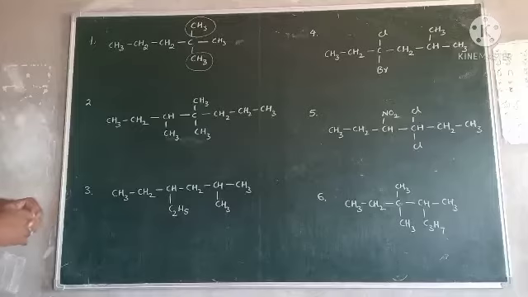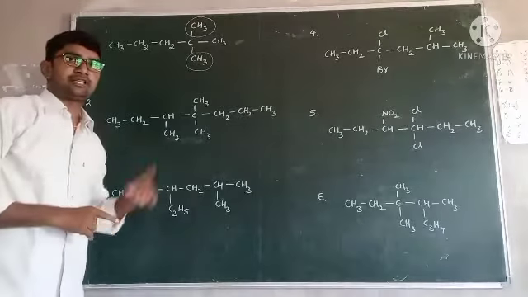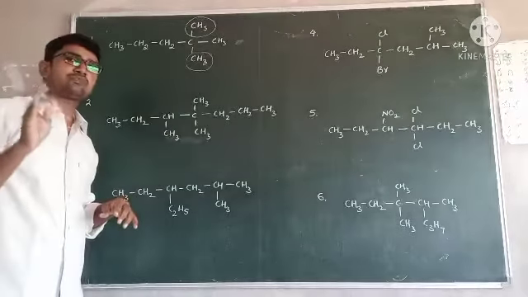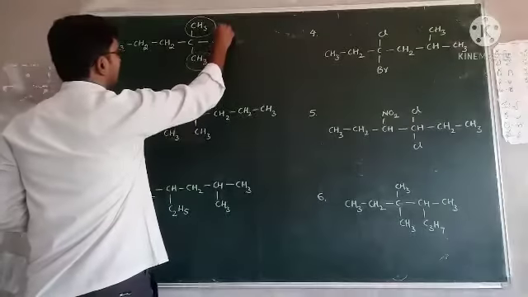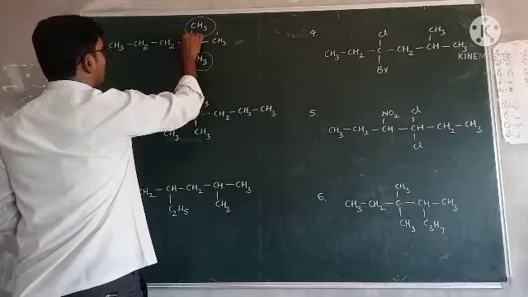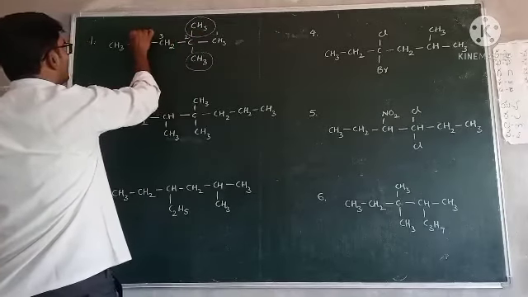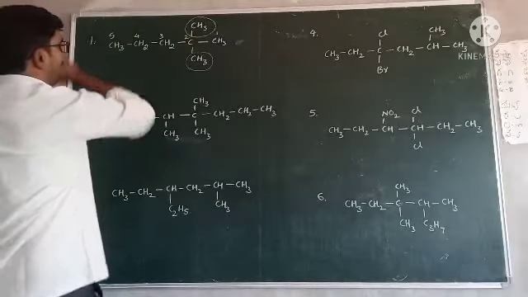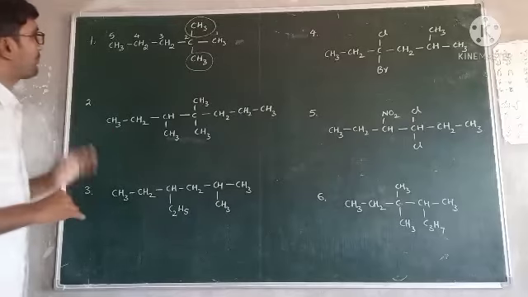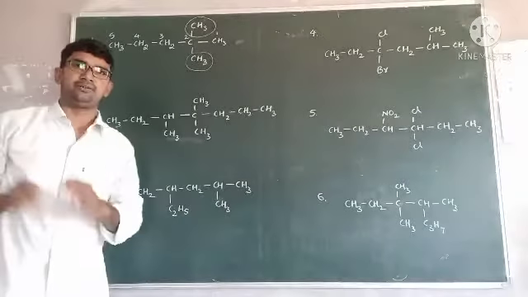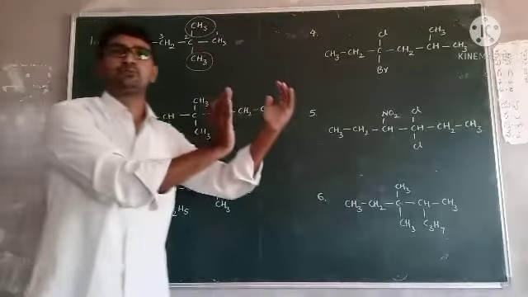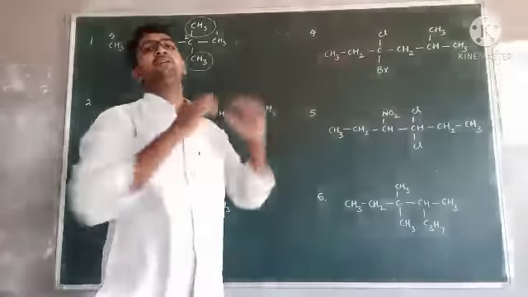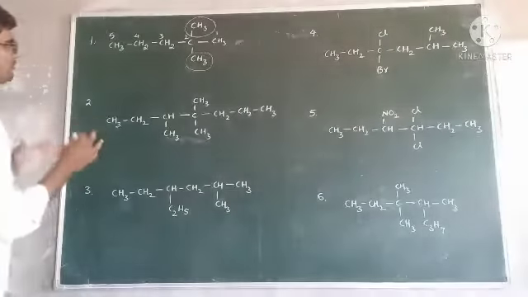Now give the numbering. Numbering means, since substitutions are there, those substitutions must have the lowest number. So this is 1, this is 2, this is 3, this is 4, and this is 5. Right? Now write the name. What is the order of the name? First the substitutions, next the number of carbons, next the bond type, and last the functional group. Okay, first the substitutions.